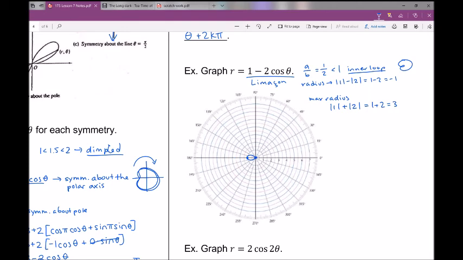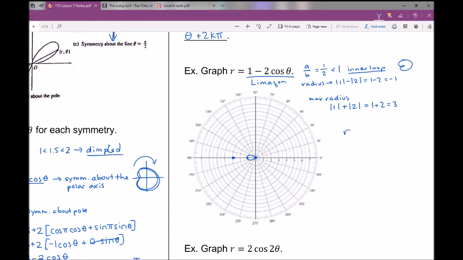Alright, so that would be our maximum radius. So again, the maximum radius is just from the center out to the edge. So we won't have any points past that point. We won't have anything over here, and we also won't have anything over here. Okay, so now let's make a table of values and fill in the missing points.